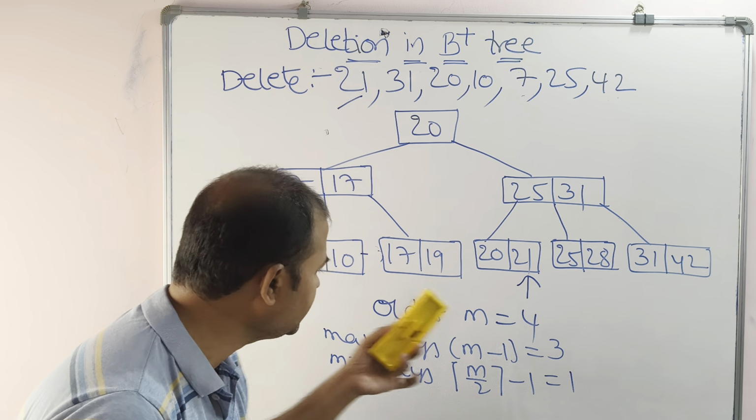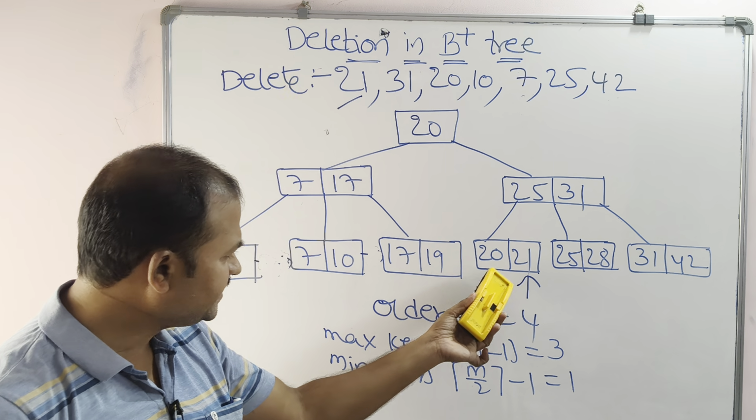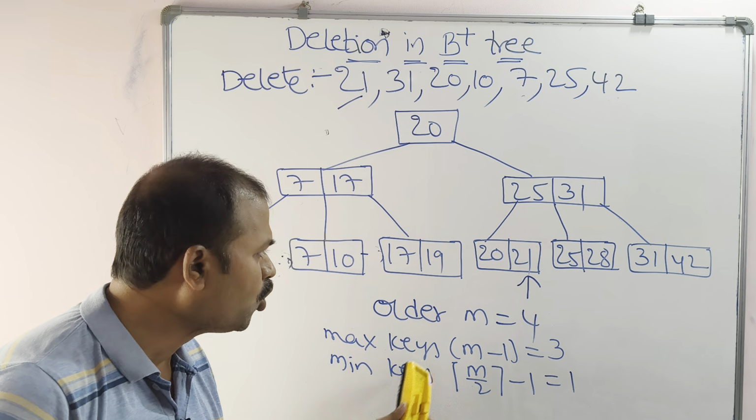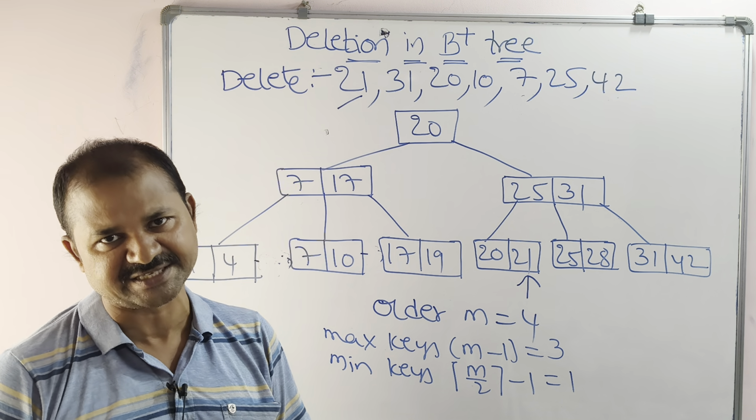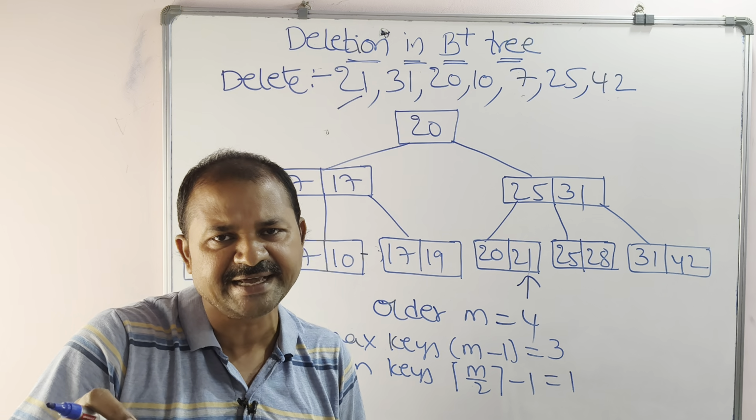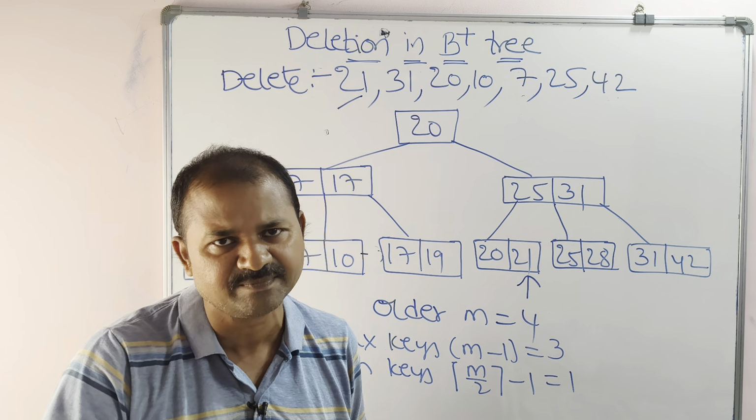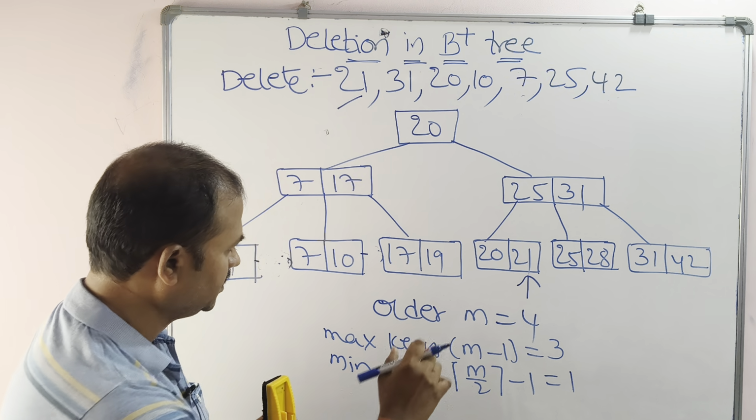This is a leaf node. All these are leaf nodes. This leaf node contains 2 keys, which is more than the minimum number of keys. If the leaf node contains more than the minimum number of keys, then we can directly remove that key.